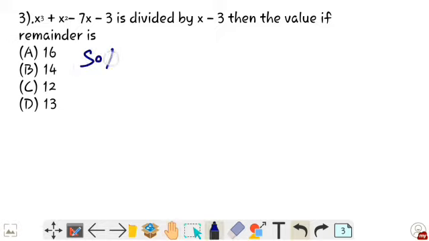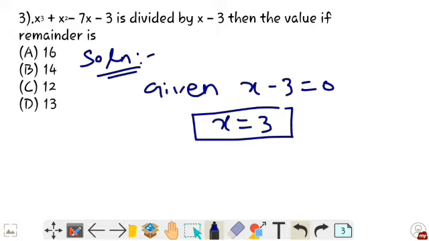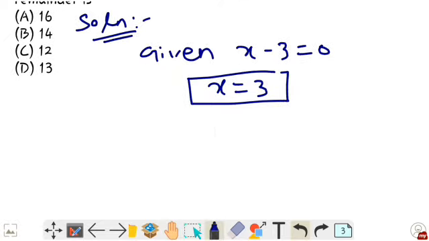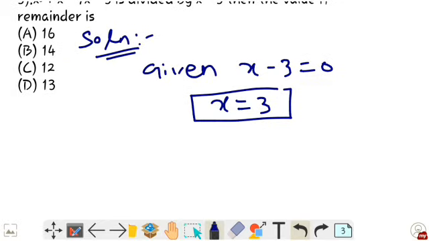Solution: given x minus 3 equal to 0, so x equal to 3. So we put x equal to 3 in the first part, that is x cube plus x square minus 7x minus 3.